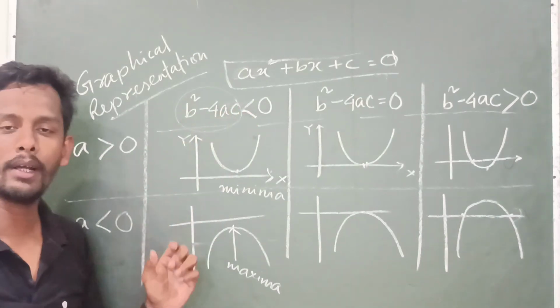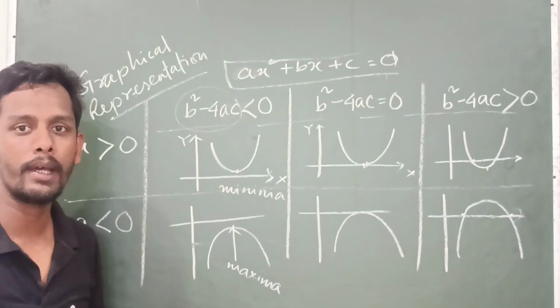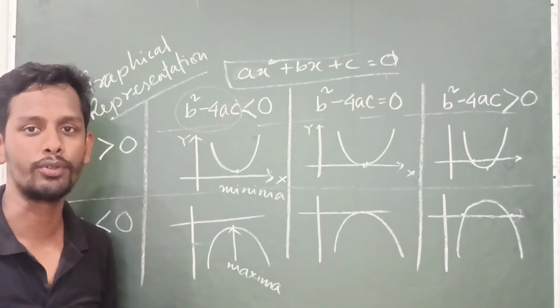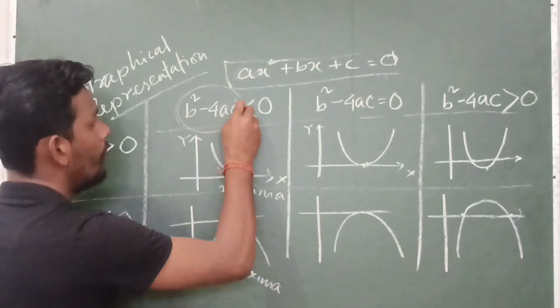Clear? So this is the graphical representation. In the next class we will again discuss the nature of roots by observing the value of this.